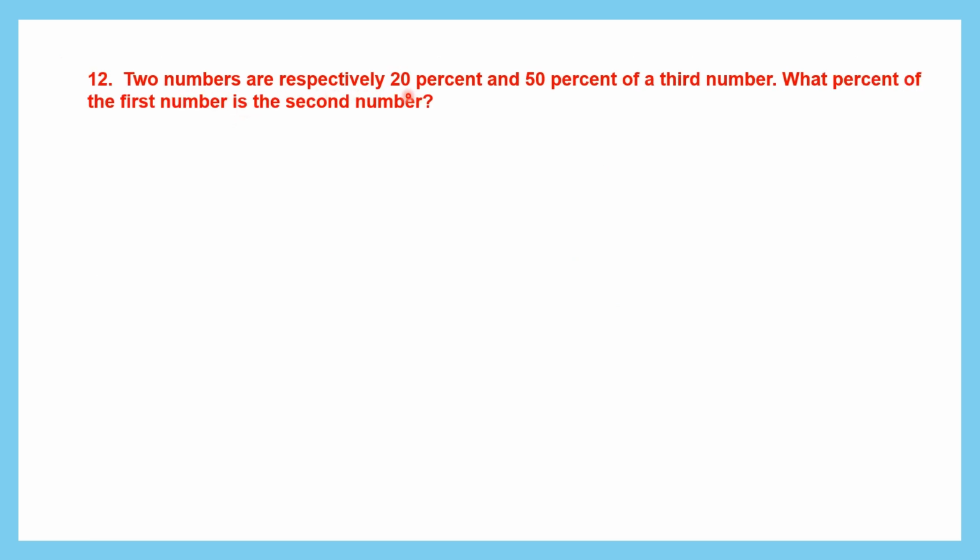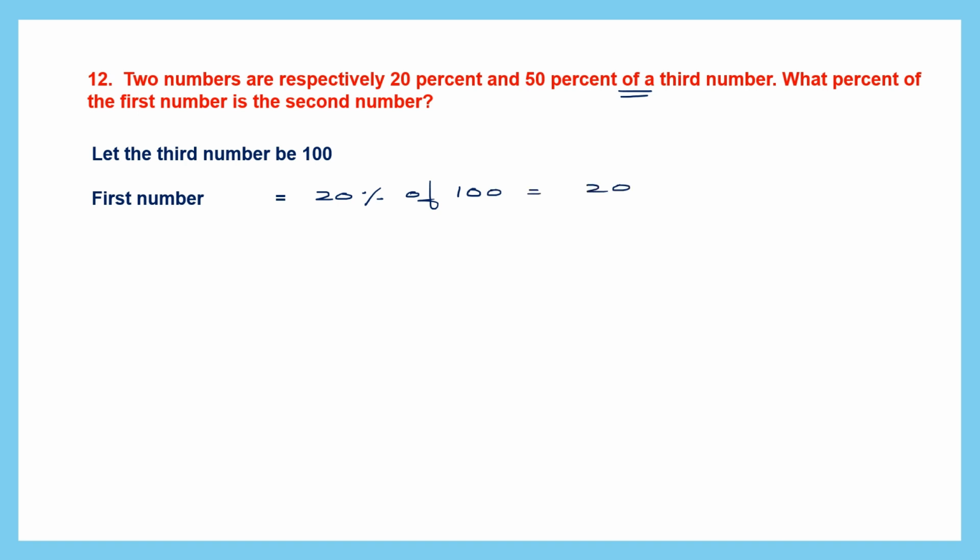Two numbers are respectively 20% and 50% of a third number. Okay, so we have a third number. So we're going to consider a third number to be 100. And the first number is 20% of the third number. Here it says of, isn't it? So we have to write that. That is 20% of the third number, which is 100. So 20% means 20 by 100 into 100. So here we can cancel the hundreds. And what is left is only 20. So the first number is 20.